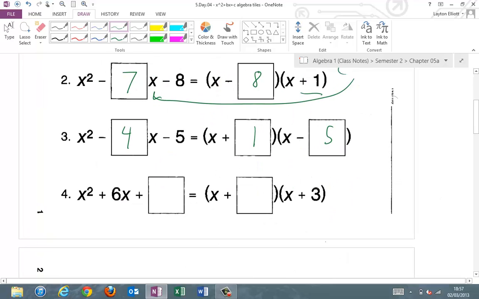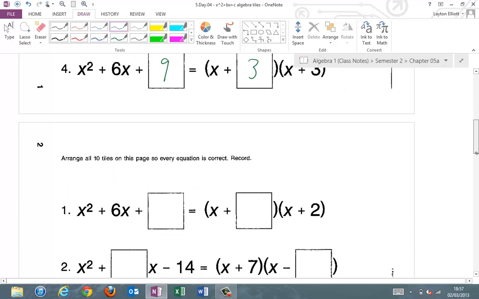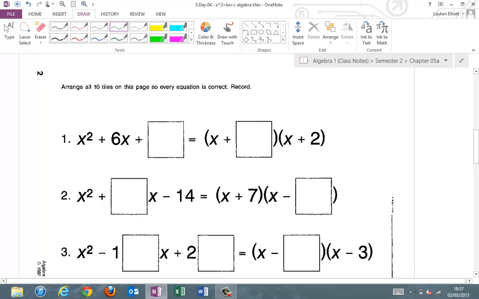So 3 and 9, if I do x plus 3, 3 times 3 is 9, and check. Plus 3 gives me plus 6x, and so those are my digits. And that's the first page. Let's go to the second page, and again, I'm going to write all the digits up top.